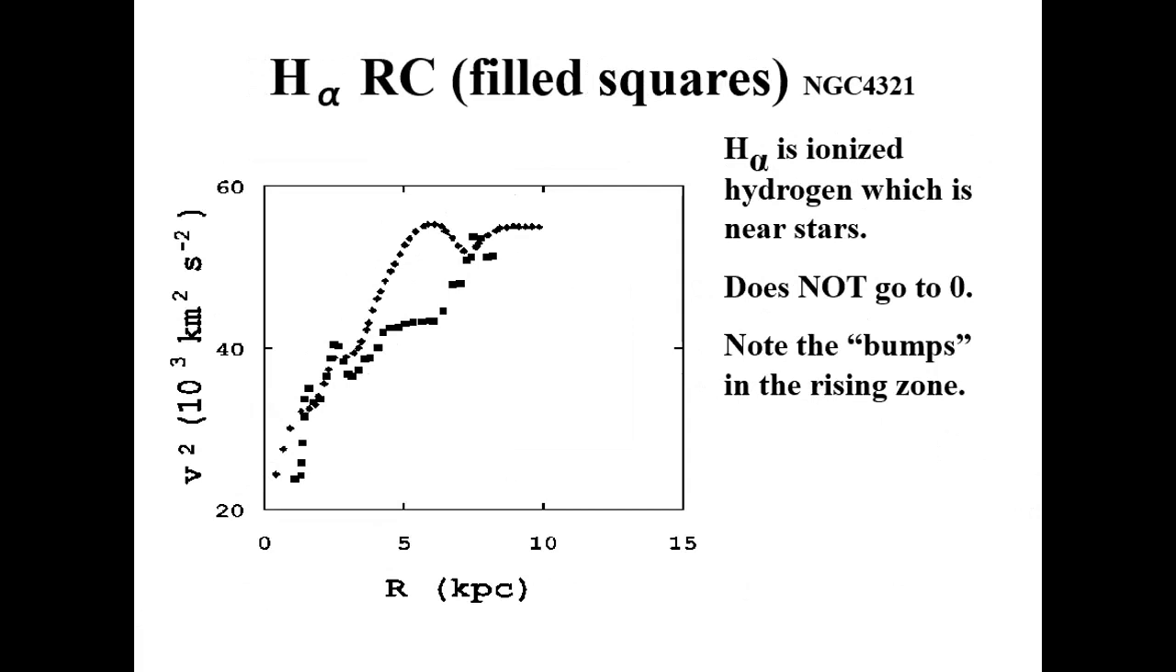Here's the same galaxy, same plot, only now we're looking at the H alpha line. The H alpha line is essentially ionized hydrogen. That means these are luminous stars you may see, whereas beyond this zone is molecular hydrogen, and you generally don't see it. It just goes on. This is the zone that is considered the flat zone. In here is the rising zone, and you see the rising is anything but uniform.